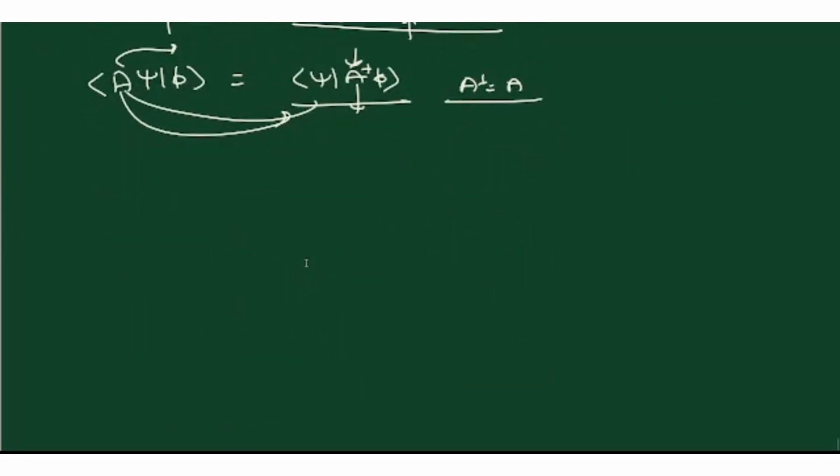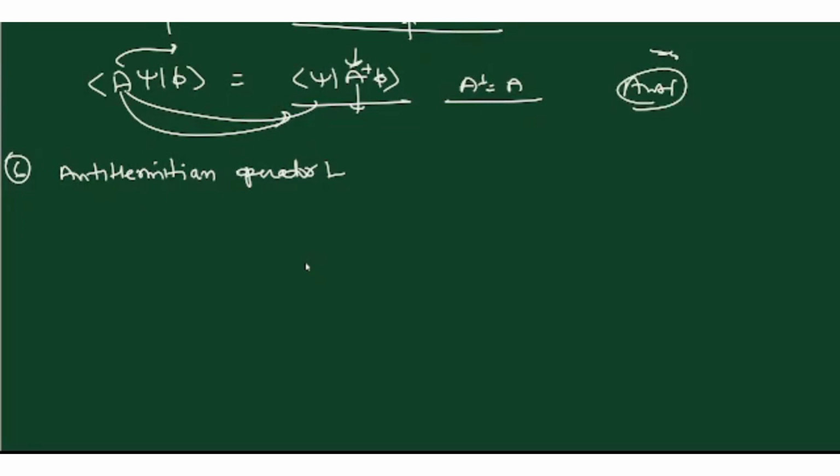The next type of operator, the sixth type, is the anti-Hermitian operator. So what is anti-Hermitian? Basically, it is like symmetric and anti-symmetric matrices, which we see in 10th or 11th class. There are two types of matrices: symmetric and anti-symmetric. The same is here. Hermitian is a dagger equal to a, and anti-Hermitian is a dagger equal to minus a.